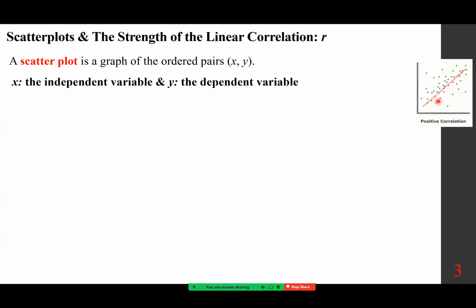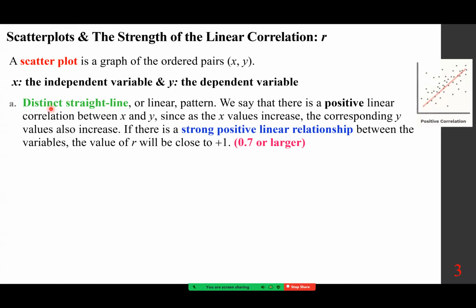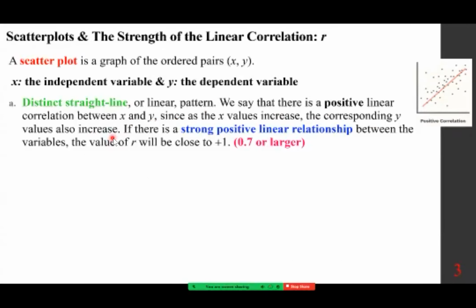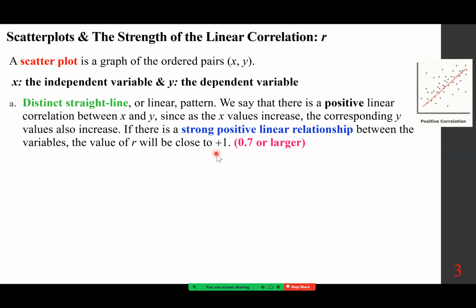So when we look at this one, which has a positive correlation, a distinct straight line or linear pattern, we say that there is a positive linear correlation between x and y, since as the x values increase, the corresponding y values also increase. If there's a strong positive linear relationship between the variables, the value of r will be close to positive 1, normally 0.7 or larger.